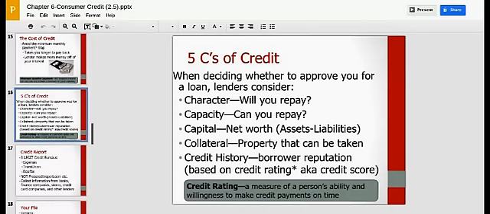And lastly, your credit history. That's your borrower reputation. It's based on a credit score. And I have a graphic to show you in class that shows us what's a good, bad, and average credit score. All right. So these are the 5 C's lenders look at when deciding to give you a loan. Just because you ask for a loan doesn't automatically mean you're going to get it. They look at the 5 C's and they come up with a yes or no on allowing you to have a loan.